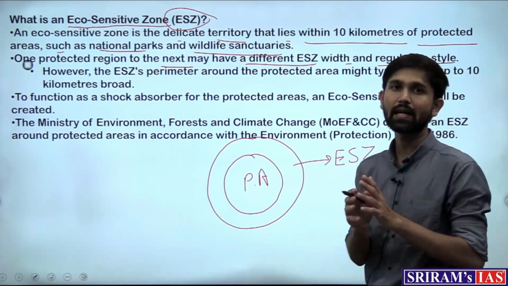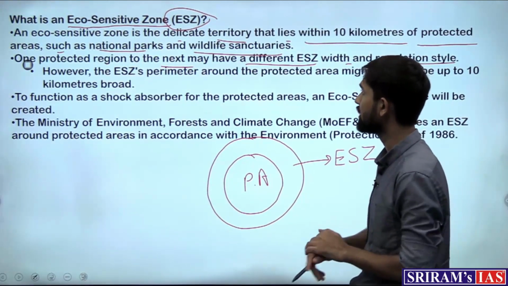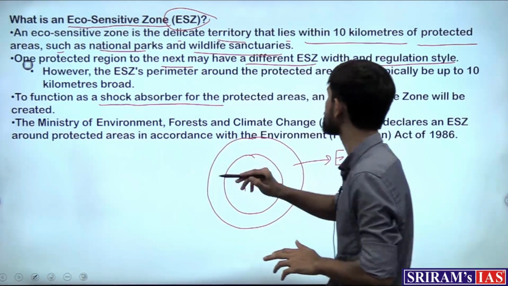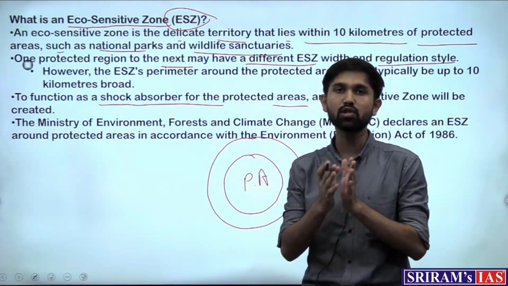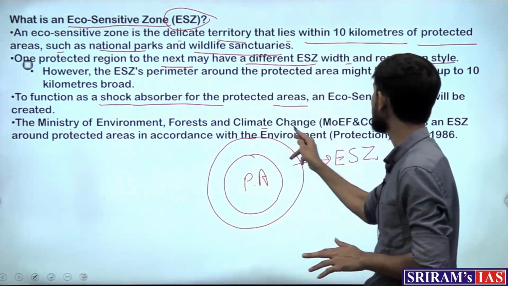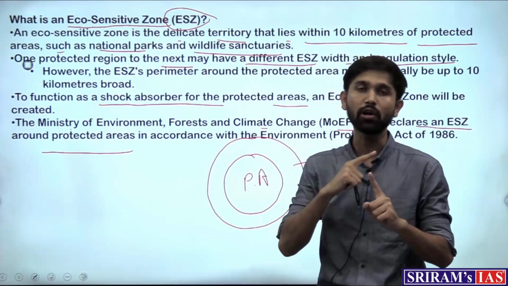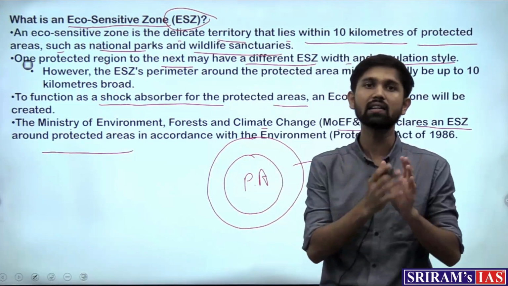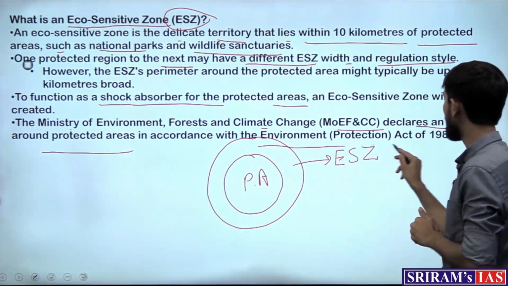Why is it kept? It's kept so that there is a safe distance between the human habited areas and the protected area. It functions as a shock absorber for the protected areas. And which is the ministry which notifies these areas? The Ministry of Environment, Forests and Climate Change declares an ESZ around the protected areas. And under which act are these eco-sensitive zones promulgated? The act is the Environment Protection Act.